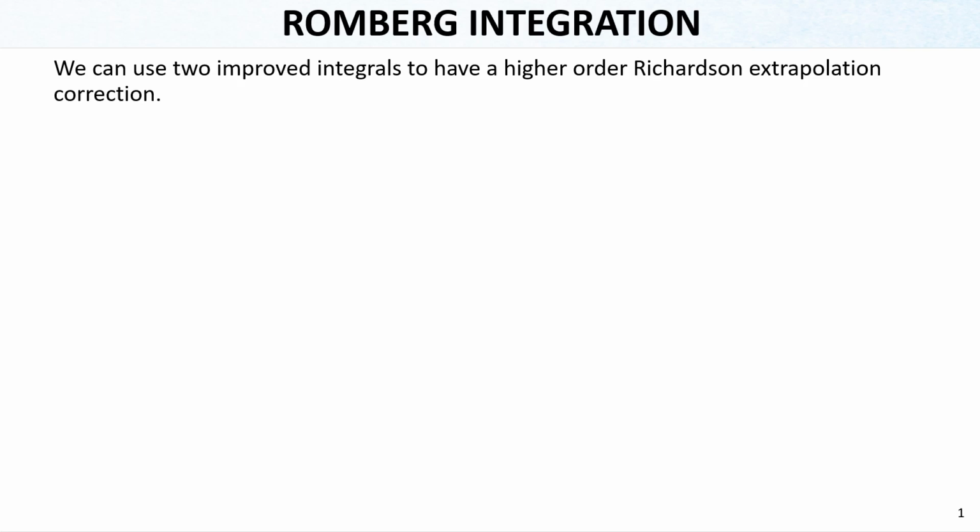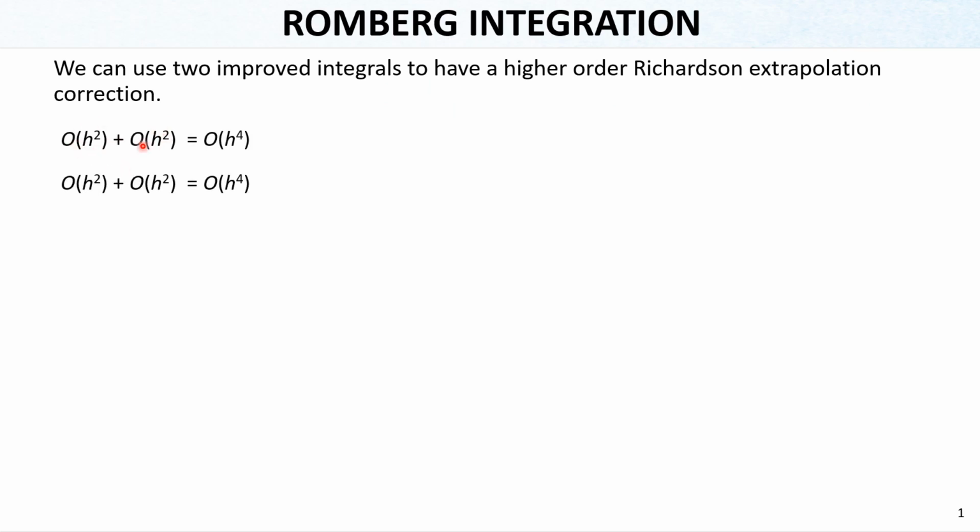Romberg integration is a method of Richardson extrapolation, actually a further improved method of Richardson extrapolation. In Richardson extrapolation, we use two integral estimates to get an improved one. Let's say we now have two improved integrals: from two initial estimates we get one improved, and from another two initial estimates we get another improved. For these two improved integrals, we get another higher order Richardson extrapolation correction. When we do this, it's called Romberg integration.